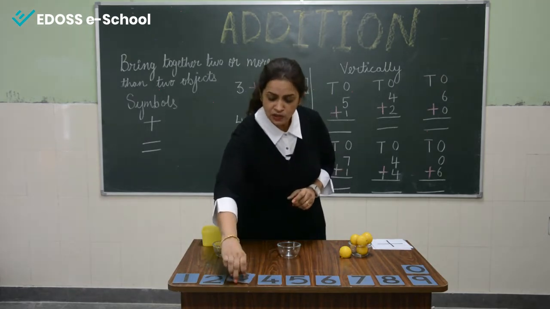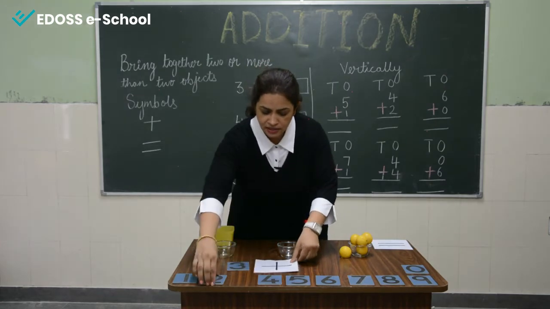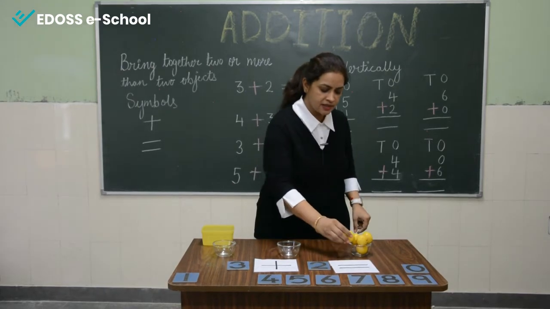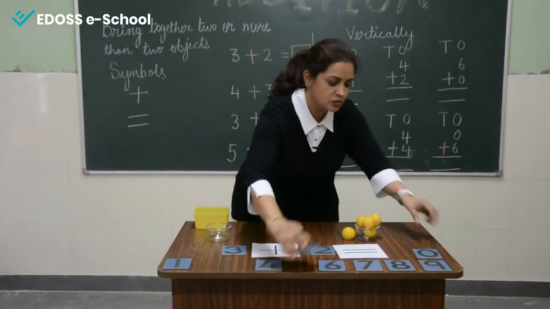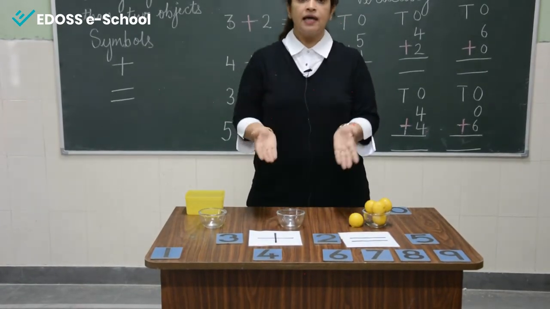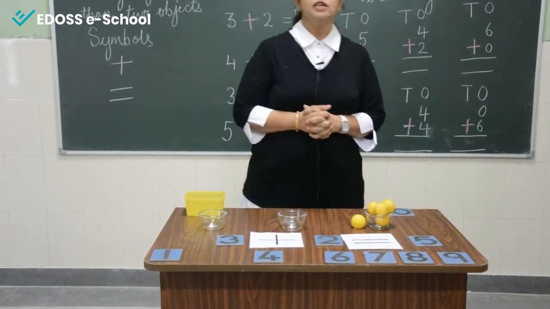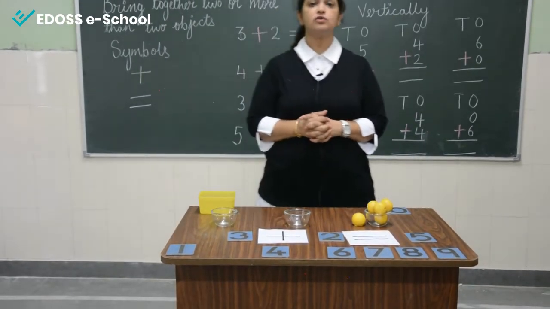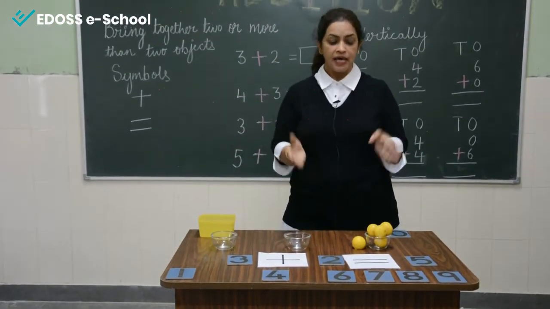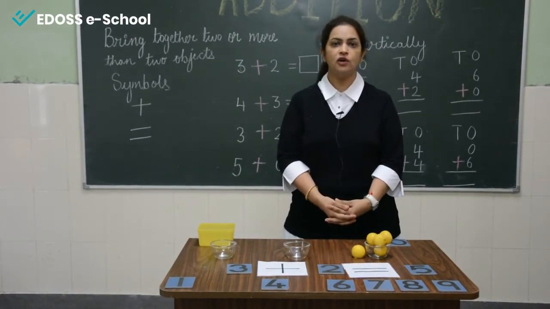So we can also say that 3 plus 2 is equal to, what is my answer? There are 5 lemons. So 3 plus 2 is equal to 5. So we can read it as, the addition statement is 3 plus 2 is equal to 5. Now let's see how to solve the addition statements with the help of drawing objects. This is how we can do it with the help of actual objects. Now you can solve in your notebook.